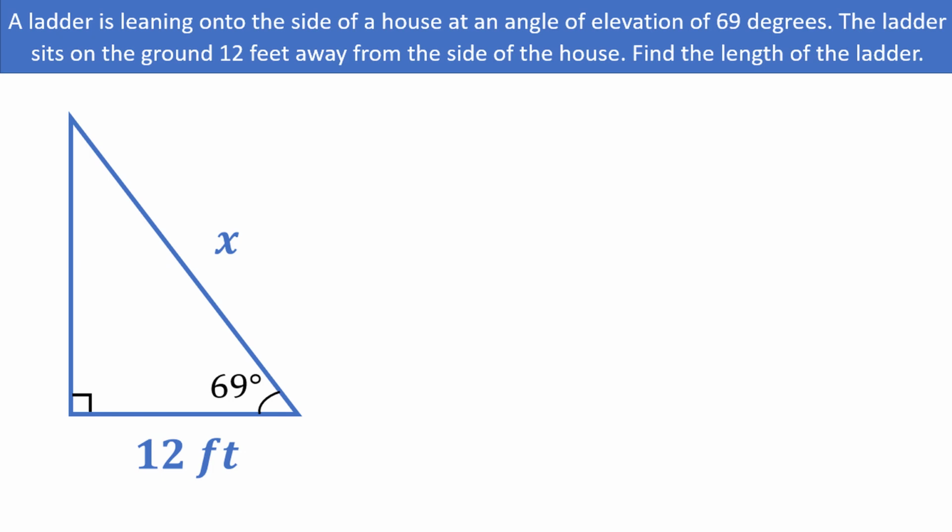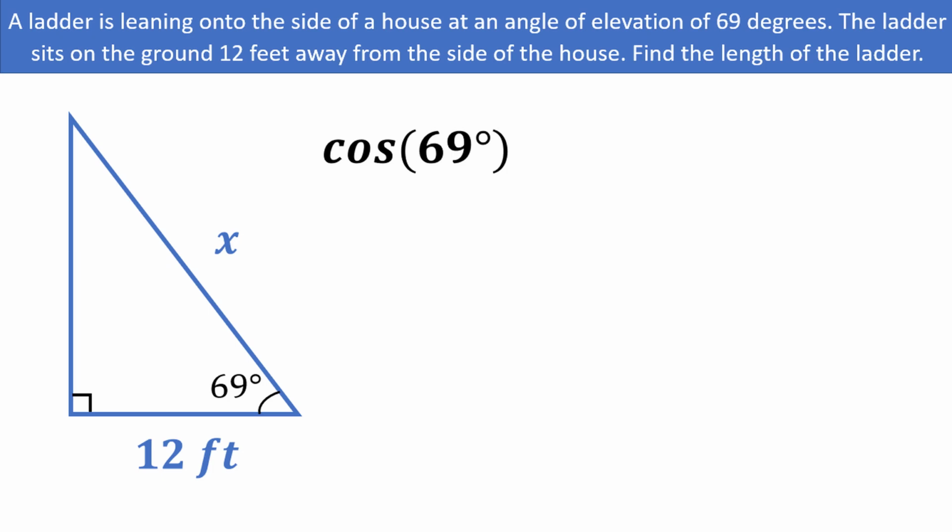Now that we have the picture drawn, we can solve for the length of the ladder x, which is the hypotenuse of the triangle. We need a trig function that relates the adjacent side to the hypotenuse. Can you think of which function that is? The answer is cosine. Cosine is adjacent over hypotenuse. Or I guess you could have said secant, which is hypotenuse over adjacent, but no one wants to work with the reciprocal trig functions if they don't have to.